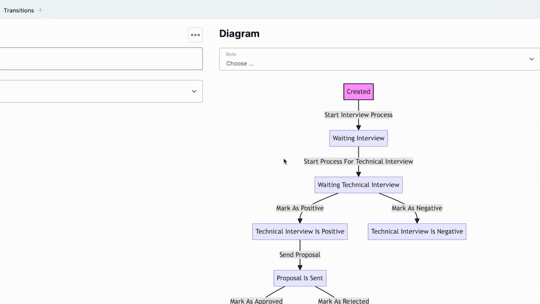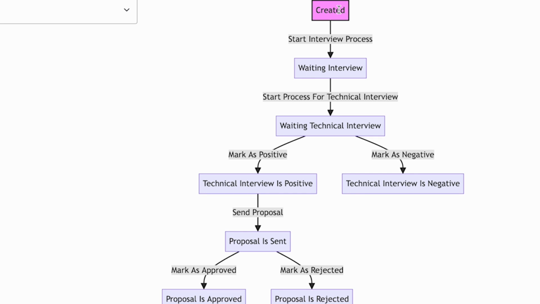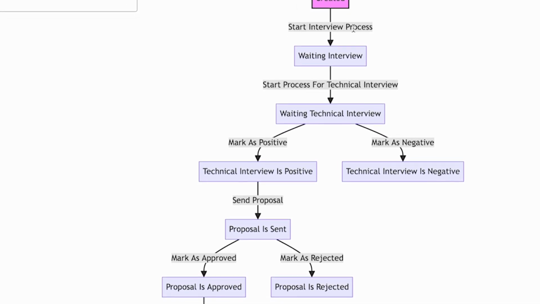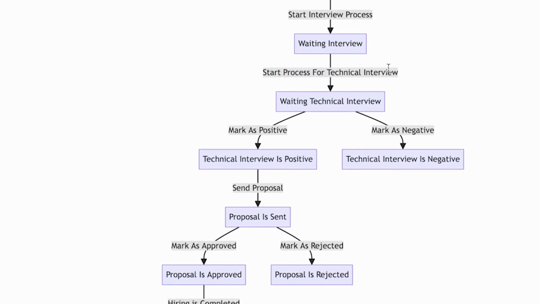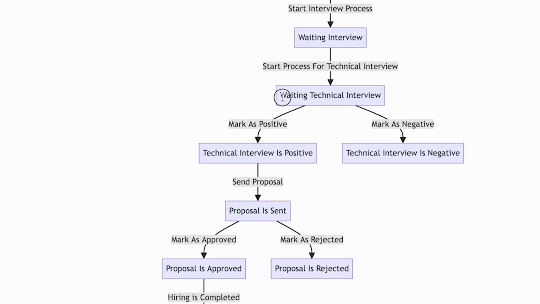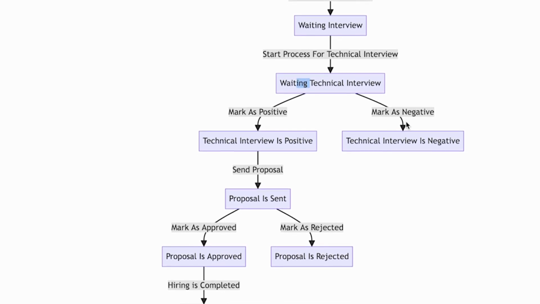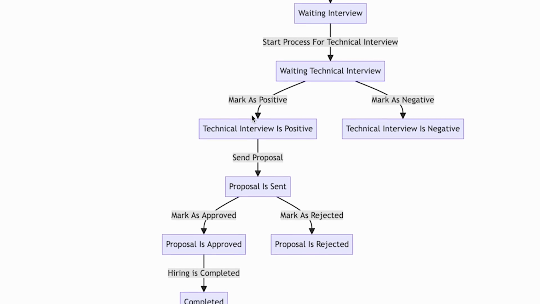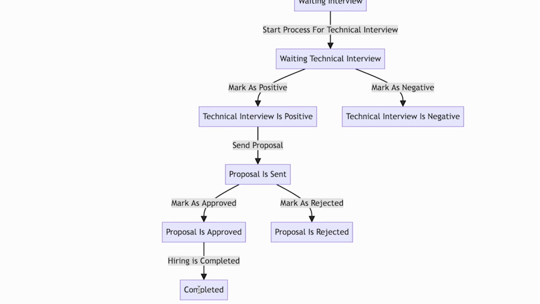Let's have a look at the diagram we just created. First of all, the record is created as a default state. Then, when you start the interview process, it will be waiting interview. After starting the process for technical interview, it will be waiting technical interview. You can mark as positive or negative. When you mark it as negative, then the process is over. But if you mark as positive, then the process continues until the complete state.